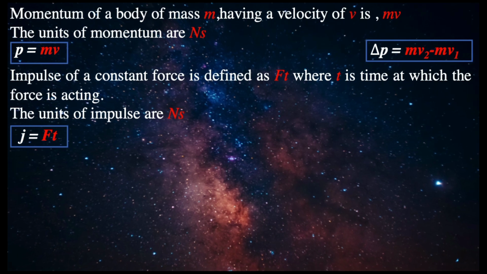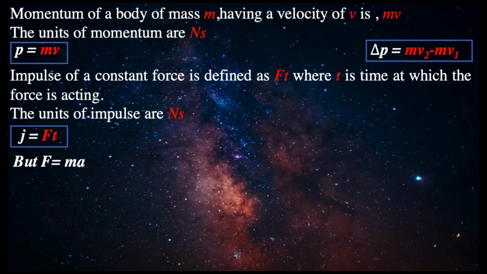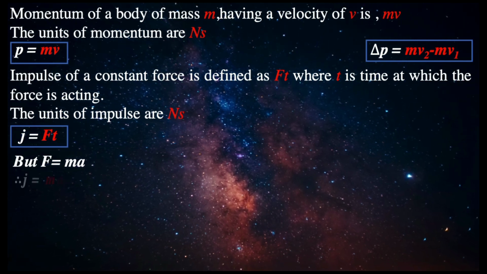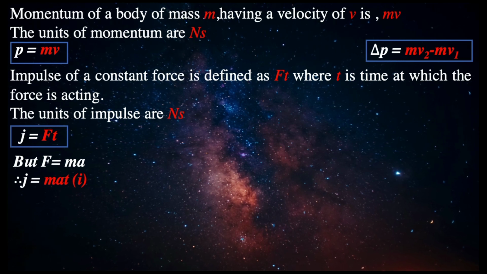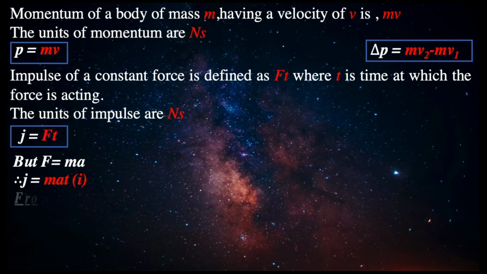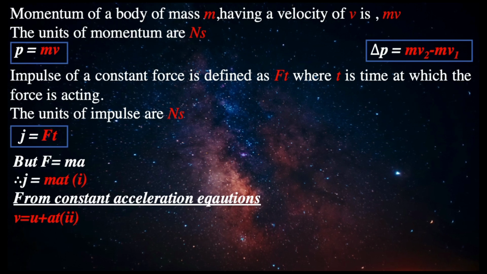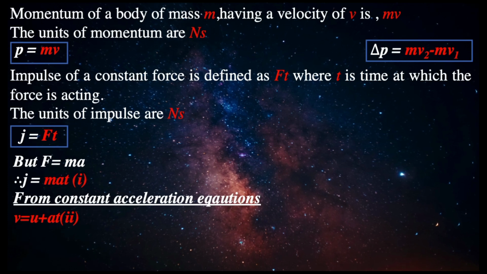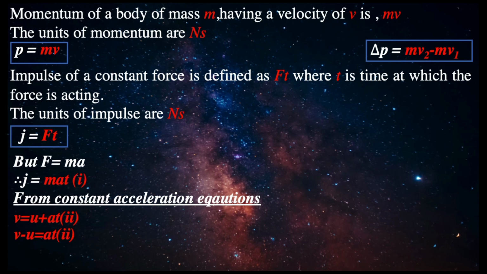Now let's take a closer look at impulse. We say that impulse is given by Ft, but note that force is equal to mass times acceleration from Newton's second law of motion. So you can write impulse is equal to mat. We have replaced F with ma, and we're going to write that as equation number 1. But from the constant acceleration equations, which I'm assuming you are familiar with, we have the equation v equals u plus at, where v is final velocity, u is initial velocity, a is acceleration, and t is time. We can make at the subject by subtracting u from both sides, and we're left with v minus u is equal to at. We'll call that equation number 2.